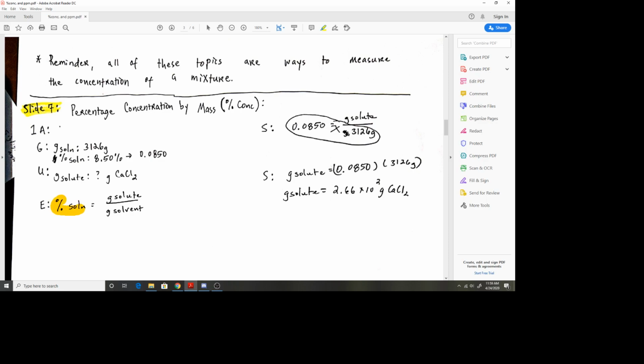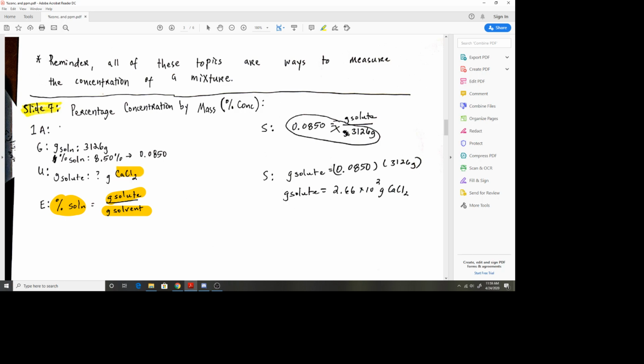So I've got everything else written out here. My equation for percent solution is grams solute over grams solution. Remember, solute is the thing that gets dissolved. Solvent is the thing that does the dissolving. Most of the time it's water. So our solute is going to be the calcium chloride.